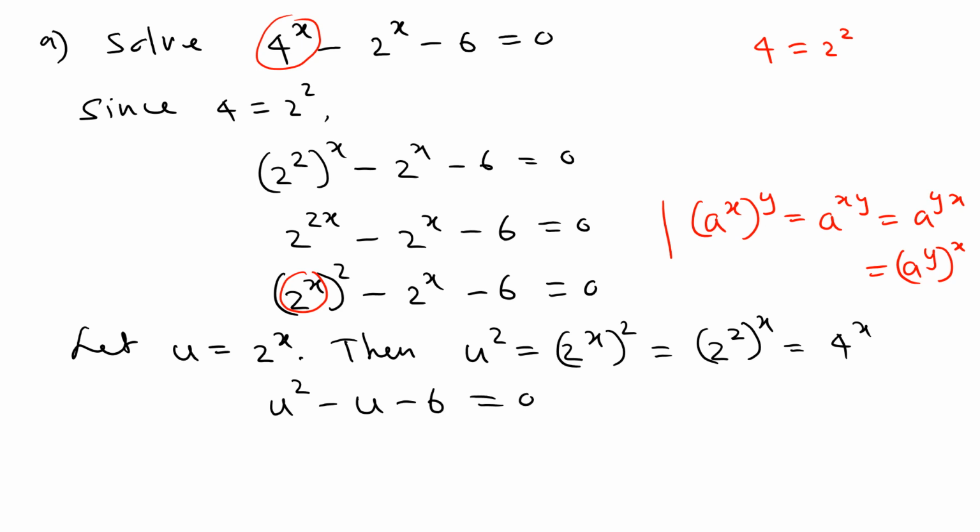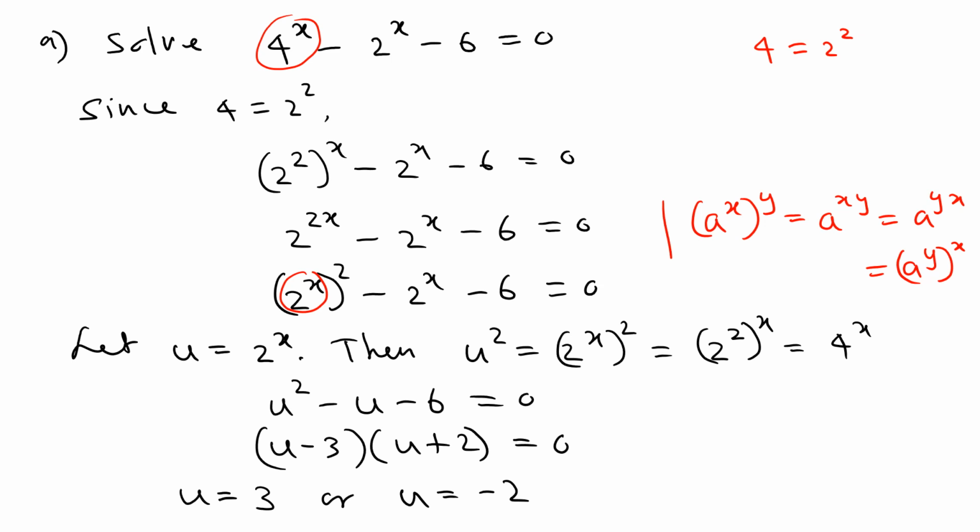Now we're going to factor. This is very easy to factor. The factors are u minus 3 and u plus 2. So this says that u equals 3 or u equals negative 2. Now, since we know that u equals 2 to the x, we're going to solve them separately. But there's a problem, because 2 to the x is an exponential function, which is always positive. Because of that, u equals negative 2 is not a possible solution because it is negative. So we only have one solution, u equals 3.